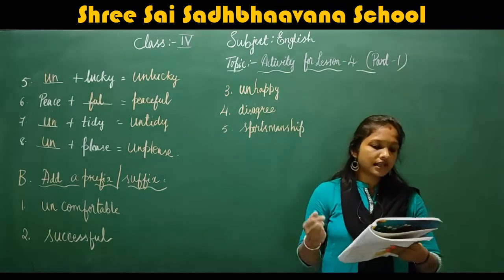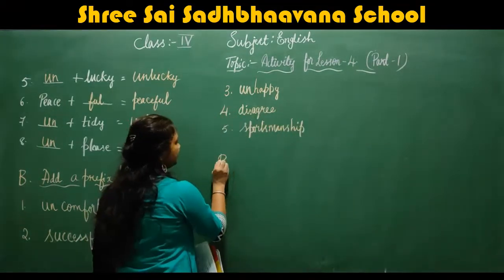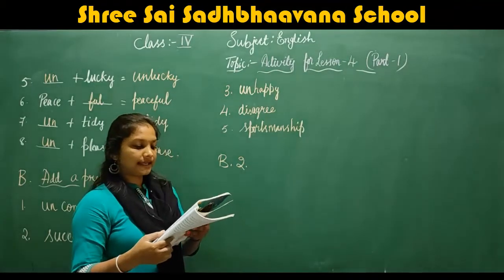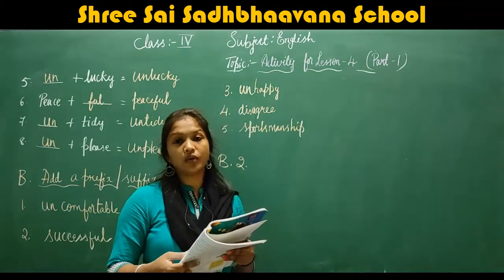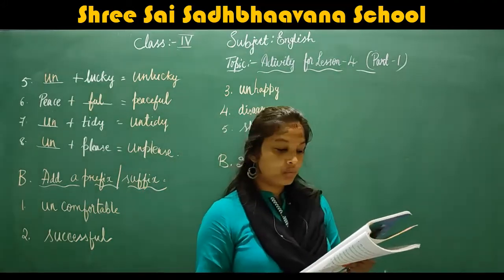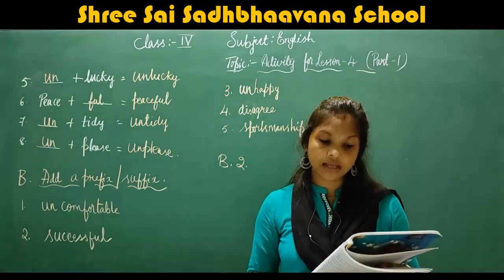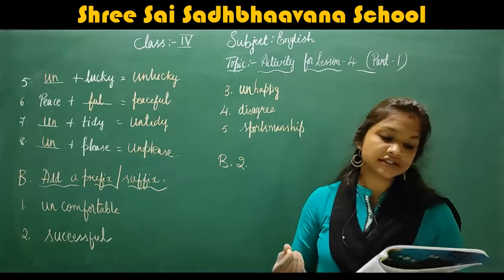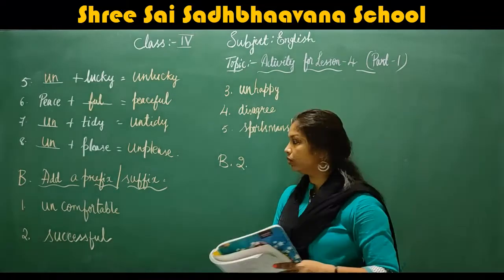Okay, understood now? Now, next, second one. School, chemical, character, chair and echo. So here, I'll read out the words once again. School, chemical, character, chair and echo. So which is the odd one here, odd word here? Yeah. School. Okay.